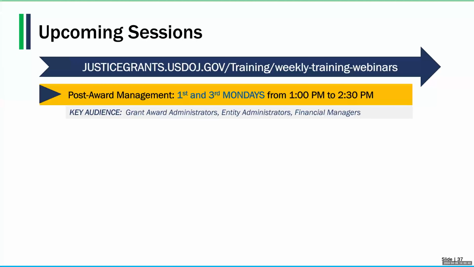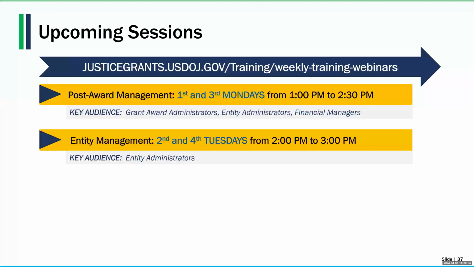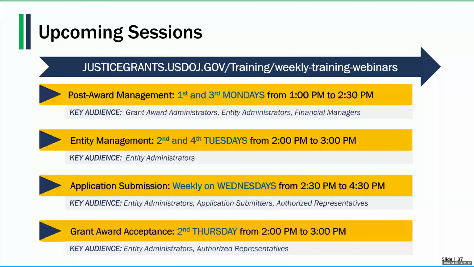Post-award management is offered on the first and third Mondays from 1 to 2:30 p.m. The key audience there is your grant award administrators, your entity administrators, and your financial managers. We offer sessions for entity management on the second and fourth Tuesdays from 2 to 3 p.m., and that's mainly for your entity administrators. On Wednesdays each week, we hold our application submission sessions, focused on topics for submitting an application, from 2:30 to 4:30. Then on the second Thursday of each month, we offer a session on grant award acceptance from 2 to 3. Now, all of these sessions are in Eastern time. They're repeated, and they don't cover any new information. So once you've attended one, you don't have to keep attending unless you want to.